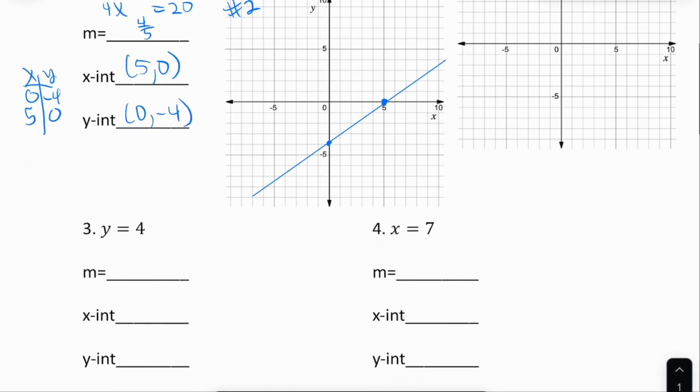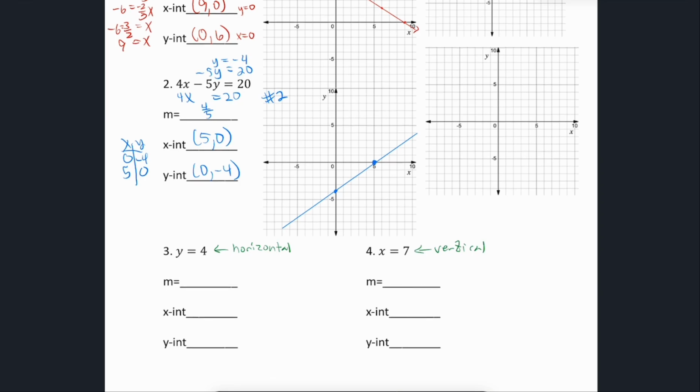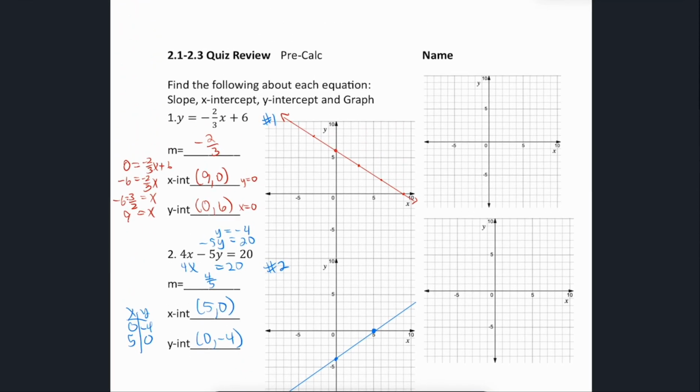Let's take a look at number 3. Number 3, this is when y equals a number, it is a horizontal line. When x equals a number, that's a vertical line. Now let's start with our horizontal line. Let's put it in this top corner here. So that's the line y equals 4. So you're going to hit the y-axis at 4, just put a little dot where y equals 4 on the y-axis, and then go through that point.